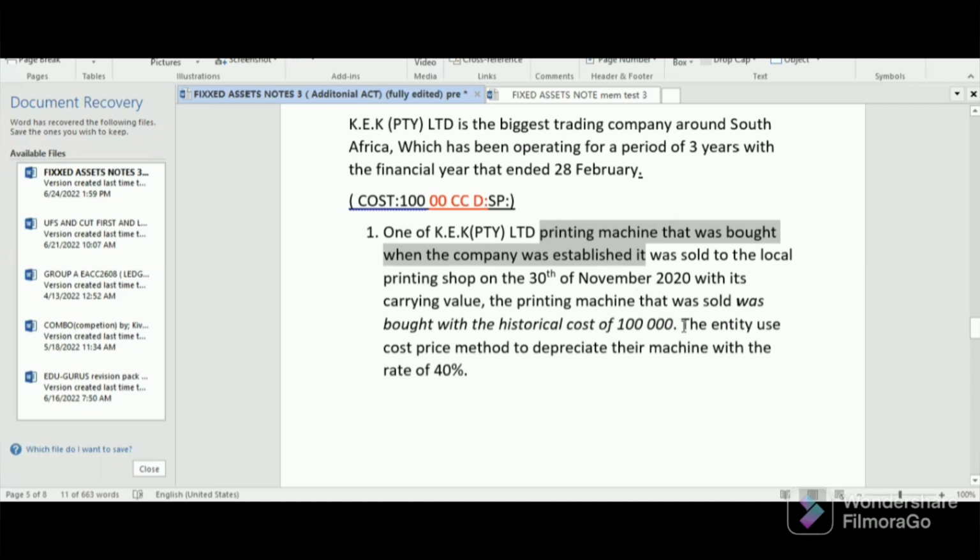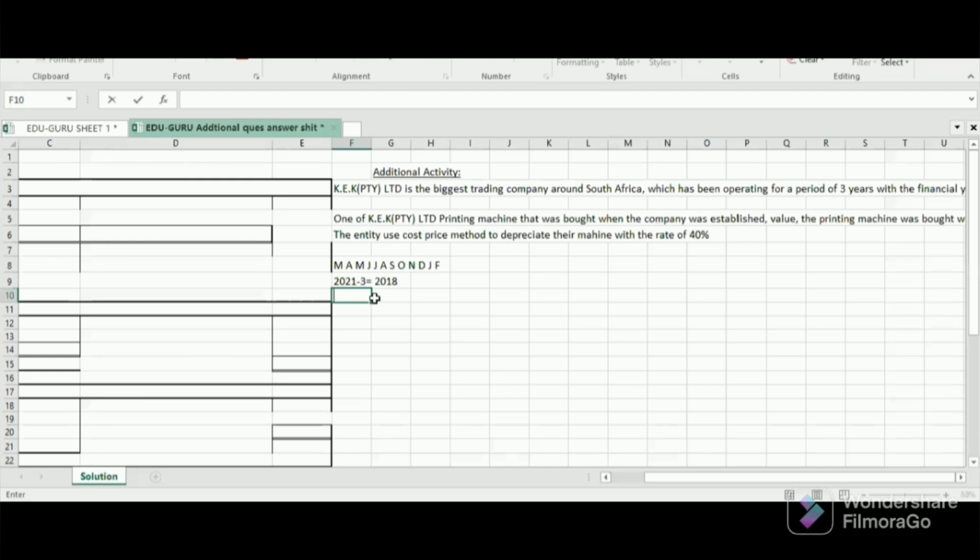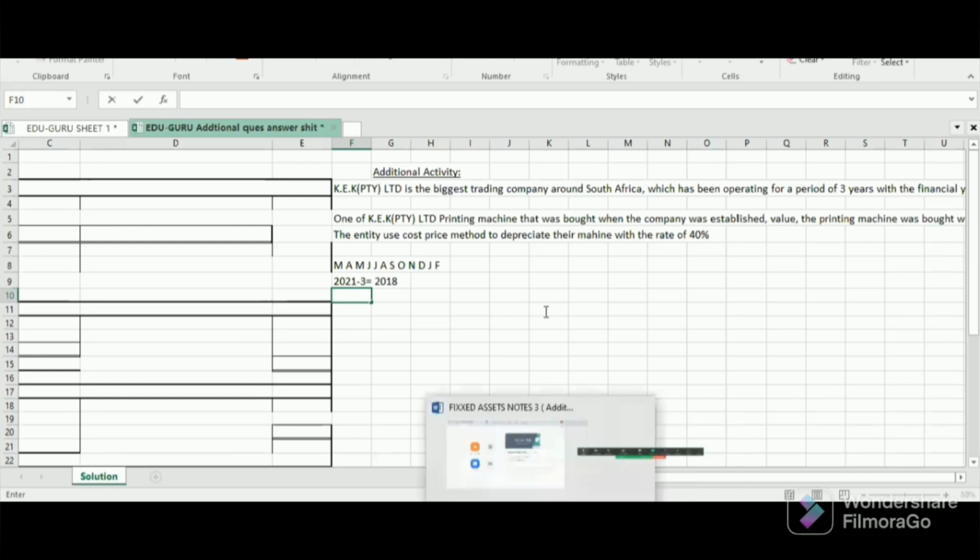Then the next step is to identify the recommended method that the entity used to depreciate the assets. Here's the information. It says the entity used the cost price method to depreciate their machine with the rate of 40%. So now, with that being given, we can now calculate our accumulated depreciation, right? Remember what I said to you earlier, guys? You have to find your accumulated depreciation, right?